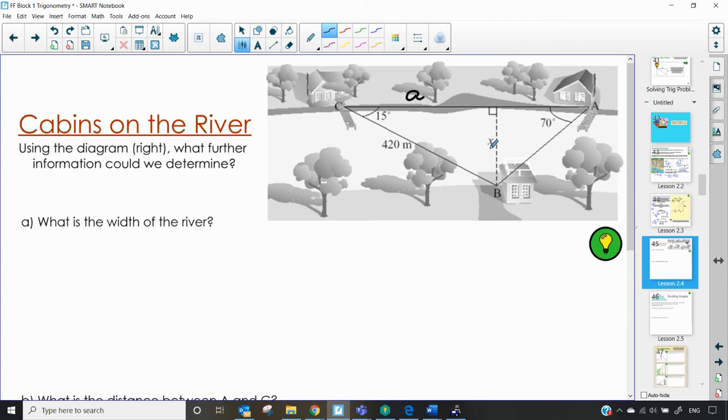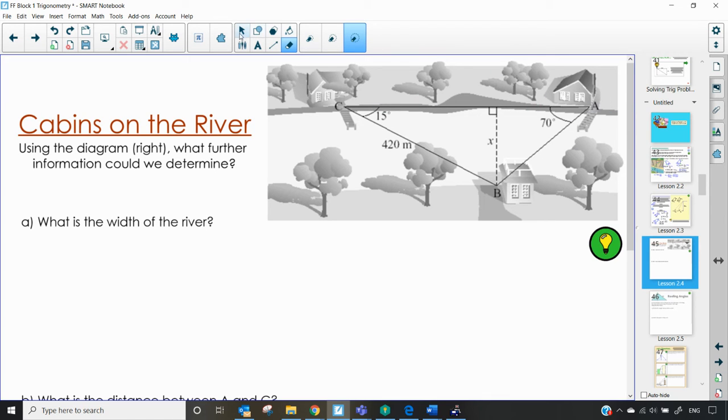I can also, once I know that X value, use the 70 and the X to find this hypotenuse here. And if I knew the X, I could also use the 70 and the X to find this value here. So ultimately, I can find all of the measurements I need. So I could ask you for the distance between the two cabins. I could ask you for the perimeter of the triangle. I could ask you for the width of the river. So one diagram can actually lead to a multitude of questions.